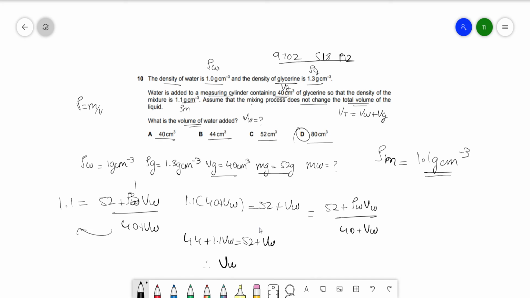Therefore, volume of water, when you make it the subject, so you bring this here, you bring this here, so 52 minus 44, which will give you 8, divided by 1.1 minus 1, which was 0.1. So the volume of water, you get it as 80 centimeter cube. So you can do it by either method, but this would save much more time.